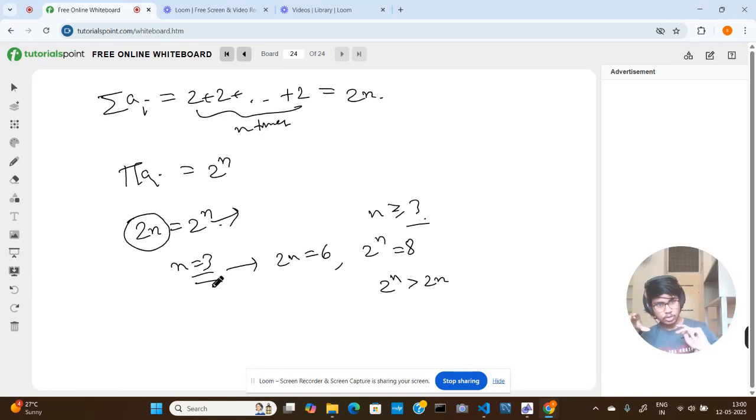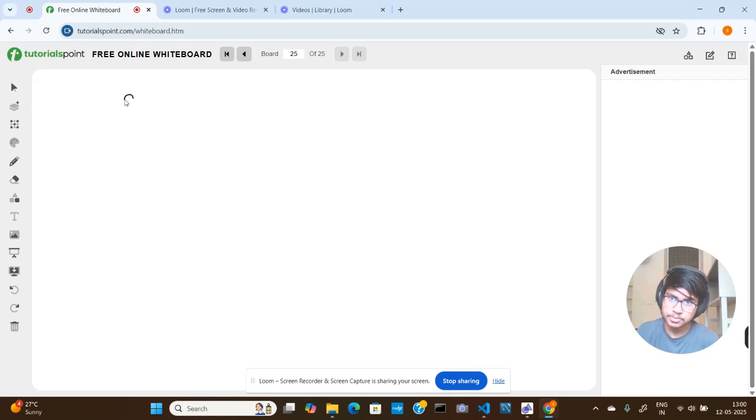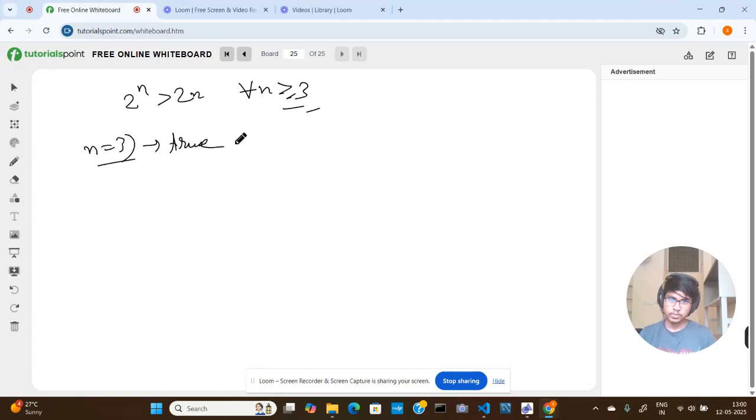And for larger values of n, 2^n will grow exponentially and 2n will grow linearly. So you can tell that 2^n will be greater than 2n for all n greater than or equal to 3. So let's just quickly prove this. 2^n is greater than 2n for all n greater than or equal to 3. For n equal to 3, this is true.